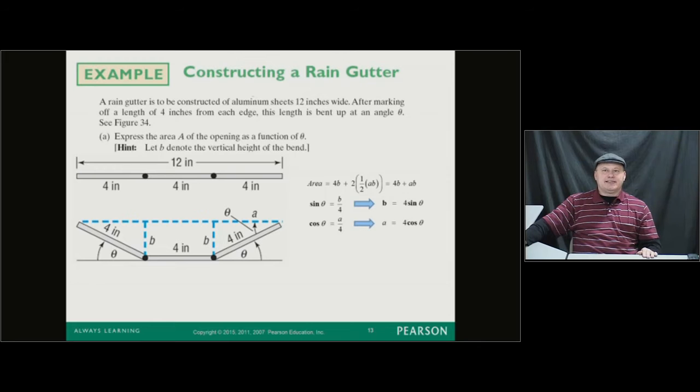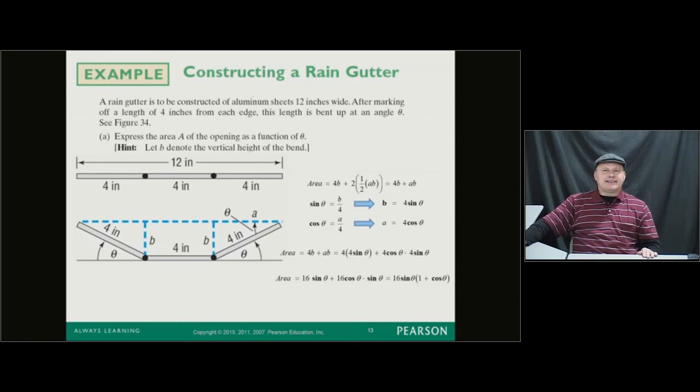So I'm going to take those two values and replace them in the original area formula. The area is 4B plus AB. Now replace: it's 4 times the sine of theta plus 4 times cosine of theta times 4 sine of theta. Do the math and simplify it out, and that's what you get. It's going to be 16 times the sine of theta, times the quantity 1 plus cosine of theta, after you factor it all out. And that gives you the formula.